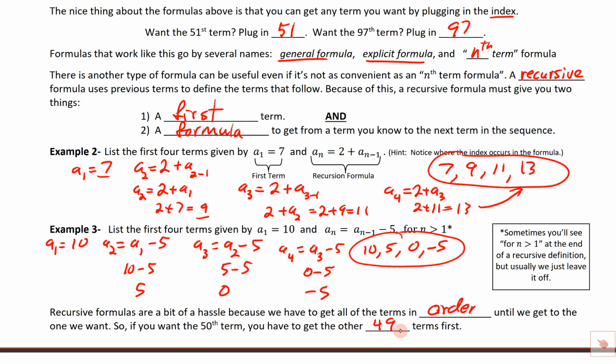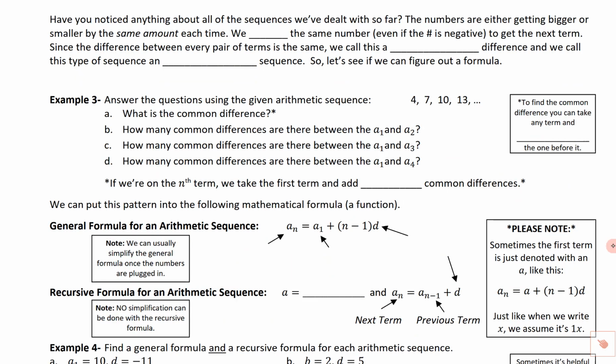Okay, let's take a look at the other side. So after all of those sequences that we wrote down on the other side, have you noticed anything about all of those sequences? Have you noticed a pattern about how they work? Well, the numbers are either getting bigger or smaller, and they're getting bigger or smaller by the same amount every time. So in other words, what we do is we add the same number, even if it's negative to make it get smaller. So we add the same number every time to get the next term.